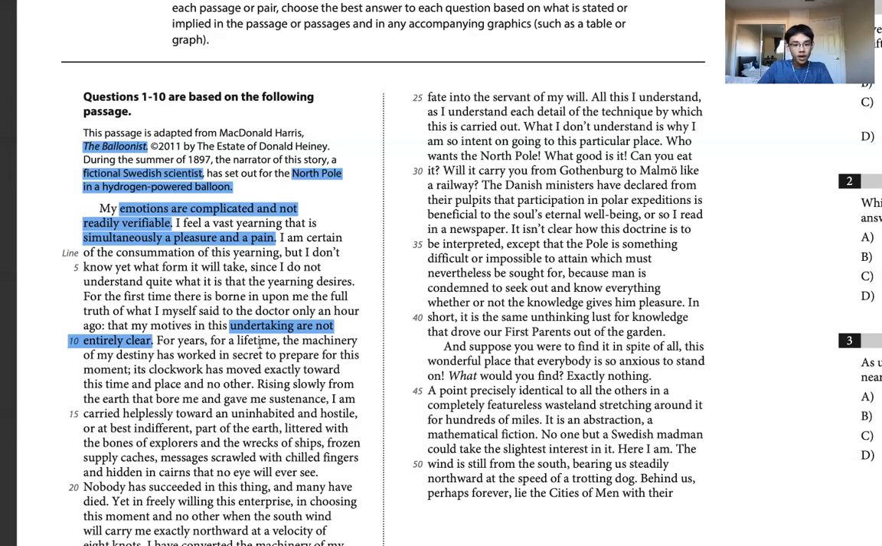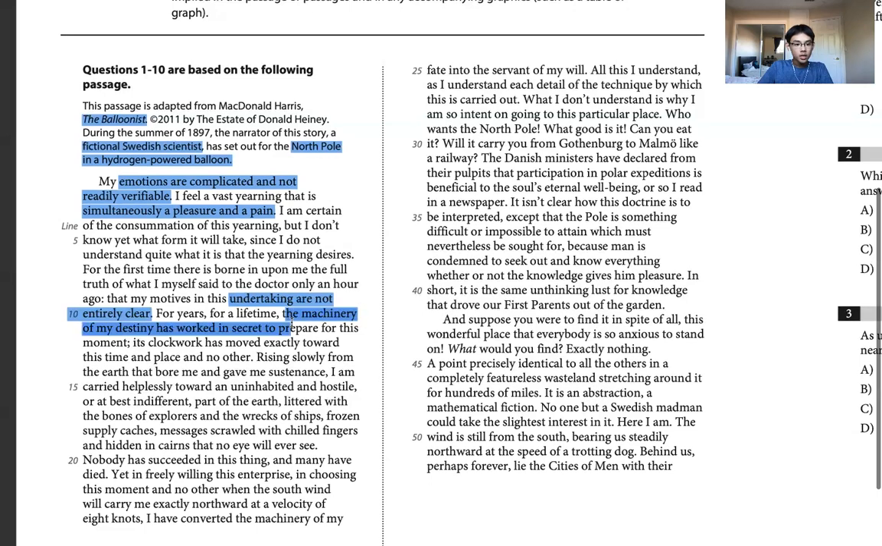"For years, for a lifetime, the machinery of my destiny has worked in secret to prepare for this moment. Its clockwork has moved exactly toward this time and place and no other." So here he's saying that his destiny, his fate, is like a machine, and it has been edging him on towards this moment. For those of you who just finished 10th grade, I know that you read Oedipus, and this is a theme that also appears in that book, the theme of fate and also free will. So basically the narrator here is saying that his fate is pushing him towards this expedition to the North Pole.